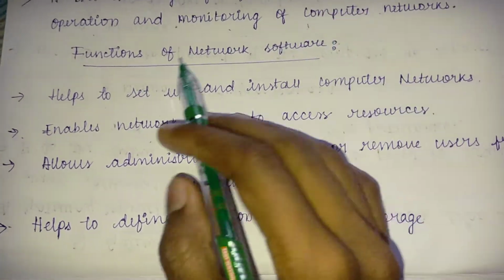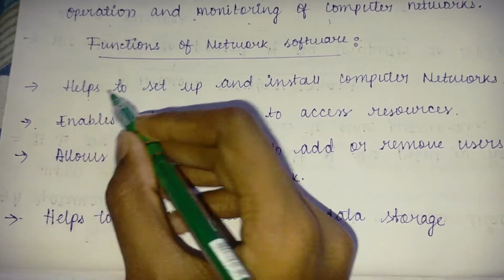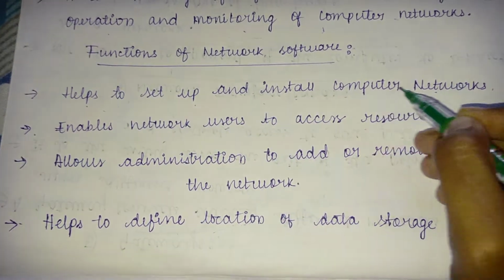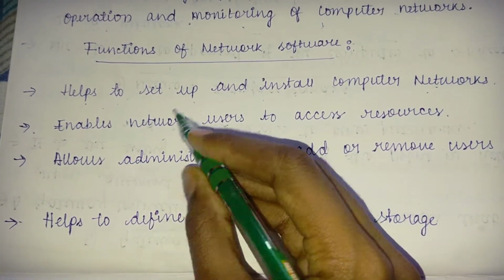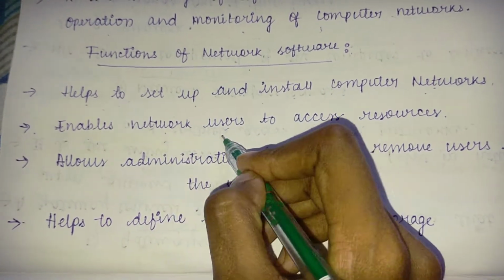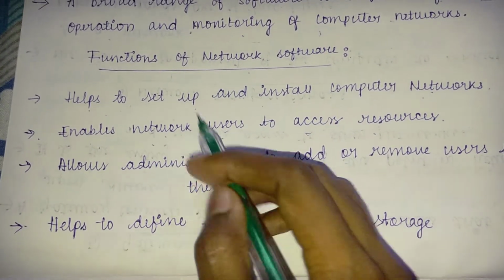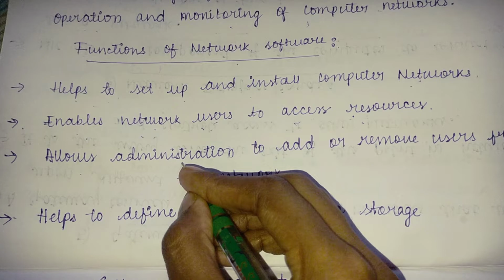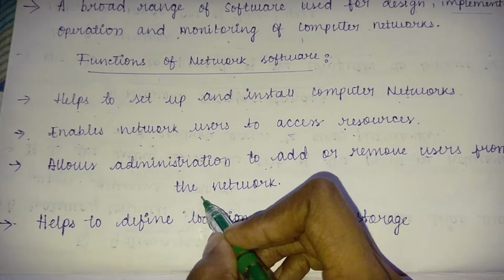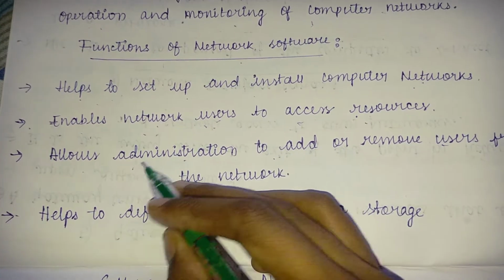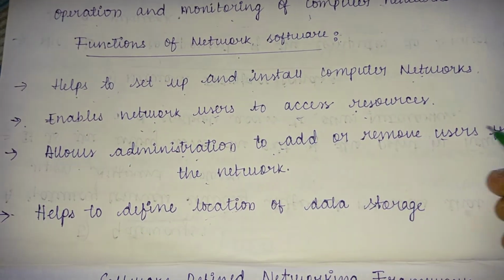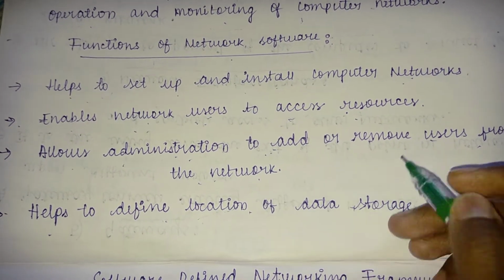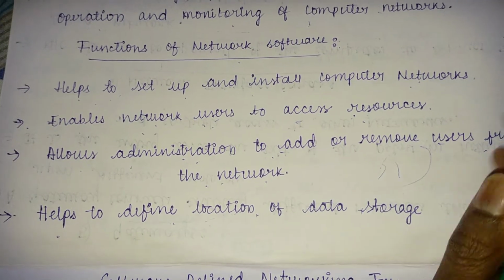Okay, so let's see what the functions of network software are. First one is it helps to set up and install computer networks. It enables network users to access network resources also. Next, it allows administration to add or remove users from the network. Next, it helps to define the location of data storage. So it also helps to locate where the data is stored.